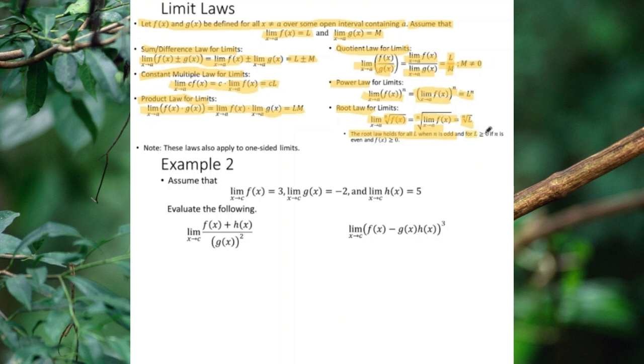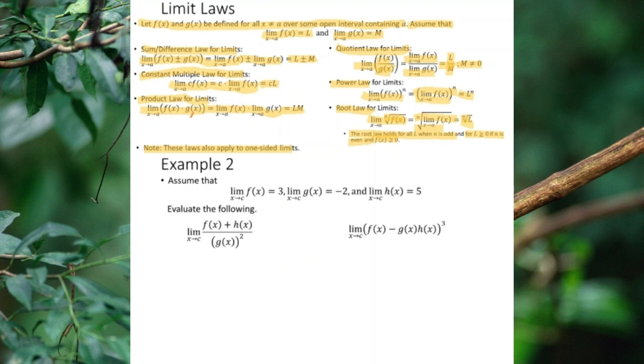However, the root law only holds if L is greater than or equal to 0 when n is an even root, and f of x itself is greater than or equal to 0. If f of x is negative in the interval that contains a, then we cannot apply the root law for even roots. Another thing to note, these laws also apply to one-sided limits. Since we are stating them for two-sided limits, based off the theorem we discussed last section, the one-sided limits also have these same laws.